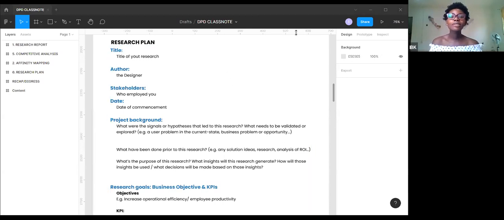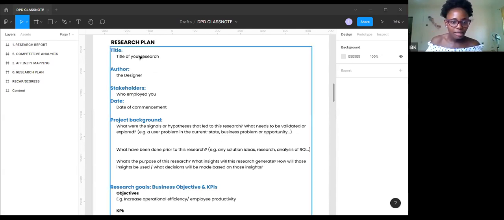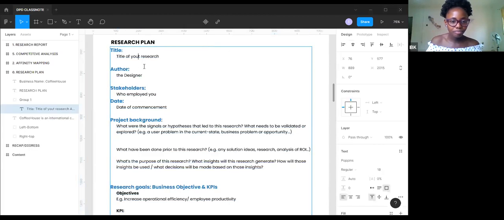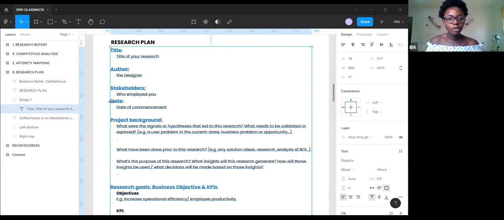So I hope by now we all understand why we need to do user research. It is very important. I cannot overemphasize it. If you get your research wrong, you get your products wrong, and you cost your organization a lot of money. I see a typo here. So your research plan, of course, there will be a title in your research plan.